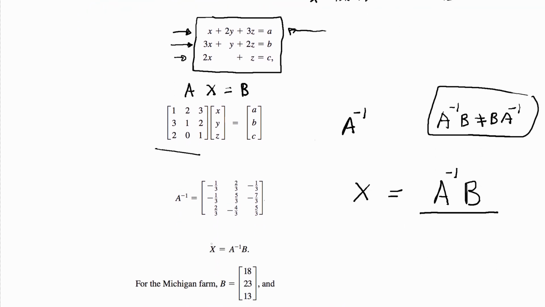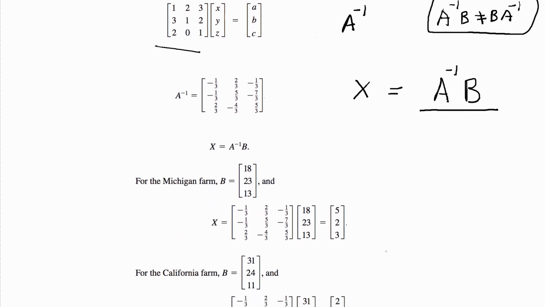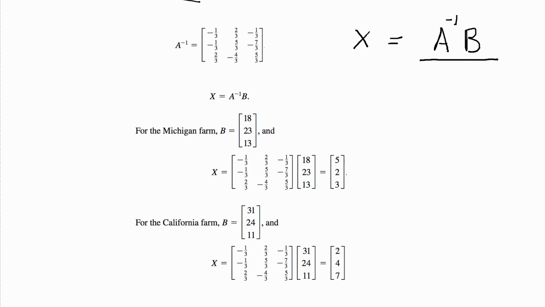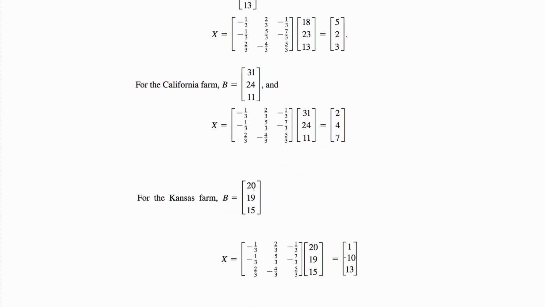If you do that for the different choices, for Michigan, B is equal to this 18, 23, 13 vector. The answer is you need 5 bags of the first, 2 of the second, and 3 of the third. For California, you'd use 2 of the first type, 4 of the second type, and 7 of the next type. And for Kansas, you'd use 20 bags of the first type, 19 of the second, and 15 bags of the third. So you mix up these huge batches, throw it into the old fertilizing device, and start rolling down your crops.